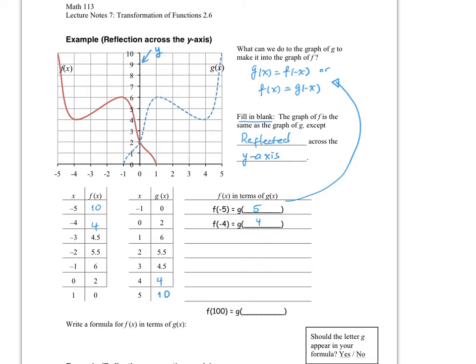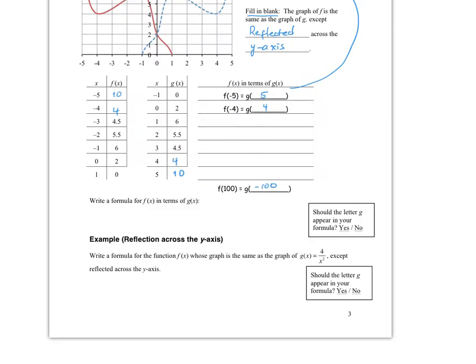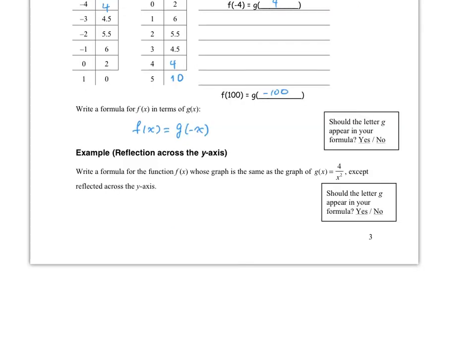Therefore f of 100 is going to be the same thing as g of minus 100 if we were still using these two graphs. The last part here we already did. It says write a formula for f of x in terms of g of x. We already said that f of x is g of minus x. Alright, so now we have another example.